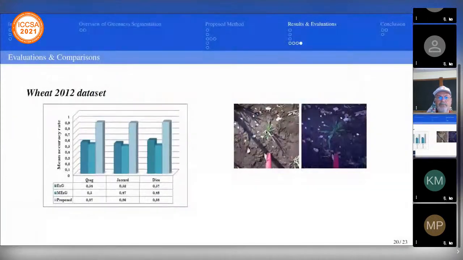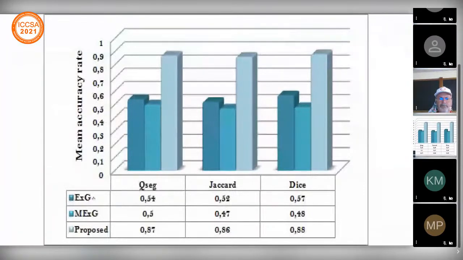Low, where severe light conditions are present, where all the discussed difficulties are present in this database. The performance of the proposed method is high compared to the Excess Green or modified Excess Green models. So our proposed method improves the accuracy of segmentation of this database.